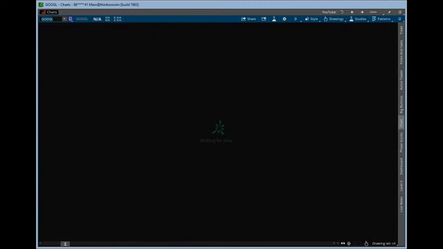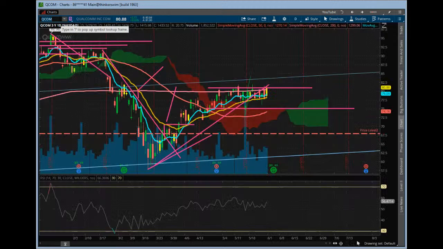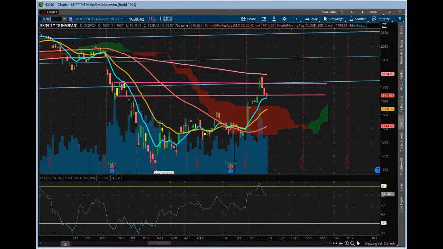Google, I've been trying to short this one, but it's not breaking down. So, big cup and handle pattern right here. Let's see if we can get a breakout candle off of that inside day on Friday. QCOM. Big inside day, but this is definitely one to keep an eye on to see if it has any strength. BKNG. I like that range right there on QCOM.